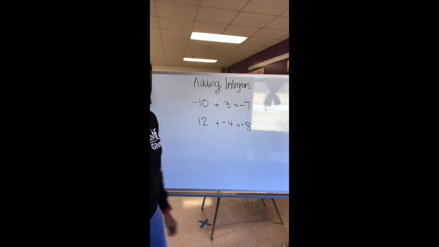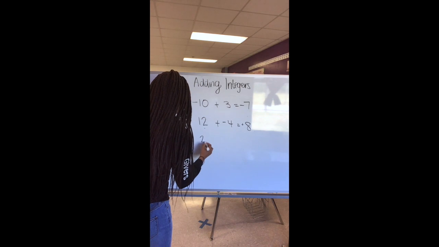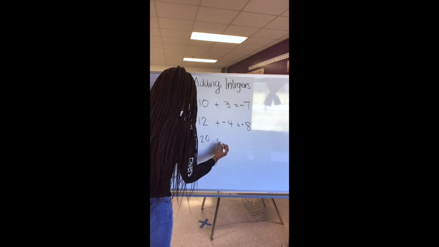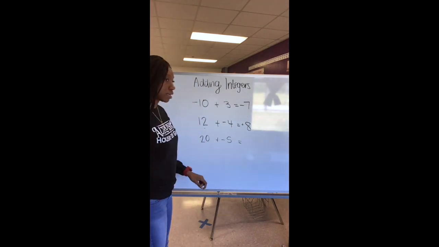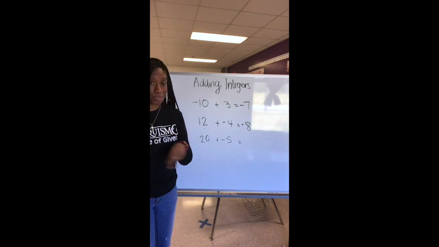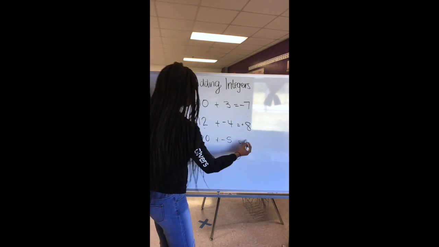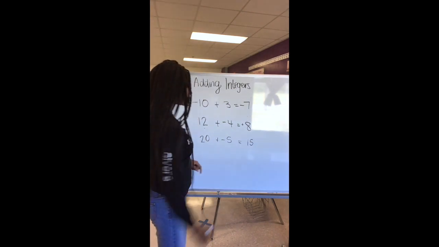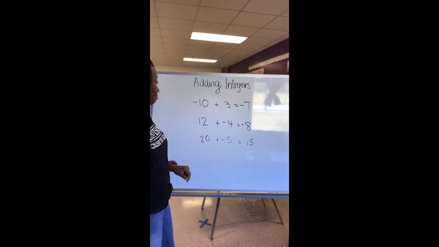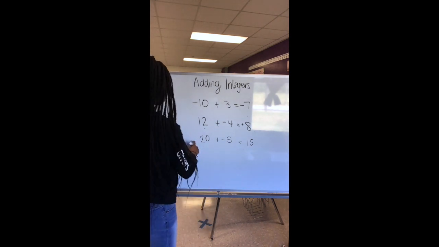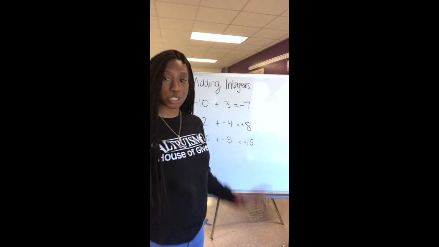Another time for the people in the back. All right, this time we got 20 plus -5. Different signs, you gotta subtract. So what's 20 minus 5? Good job. 15. Take the sign of the higher number. Which number is the highest, 20 or 5? 20 is the highest, 20 is positive. Our answer is positive. All right, so now I'm going to show you how to subtract.